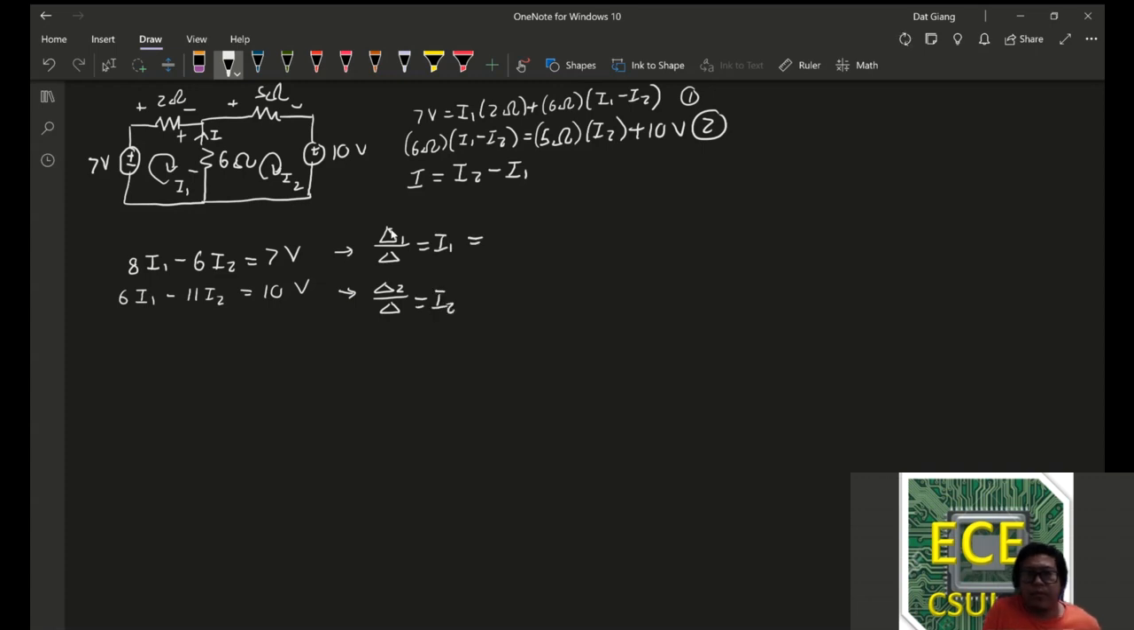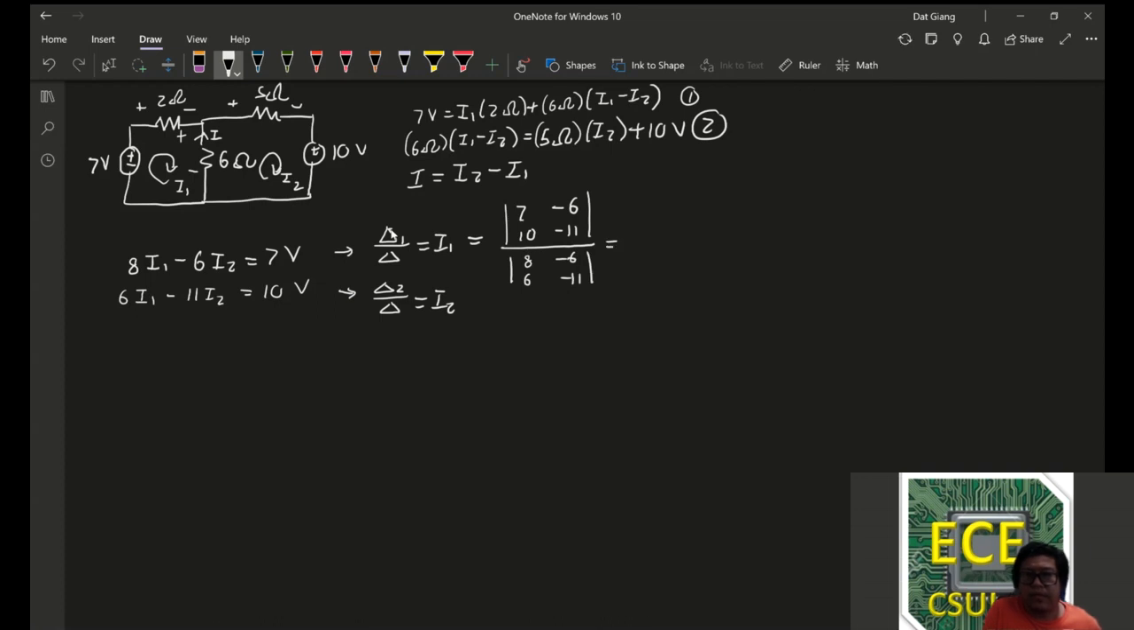So what is this equal to? Well, first, triangle 1 means take all the values relating to I1, replace it with the right-hand side. So we have 7, 10, and then we keep the rest. Divide this all over the determinant of the left-hand side, which is just 8, negative 6, 6, negative 11.